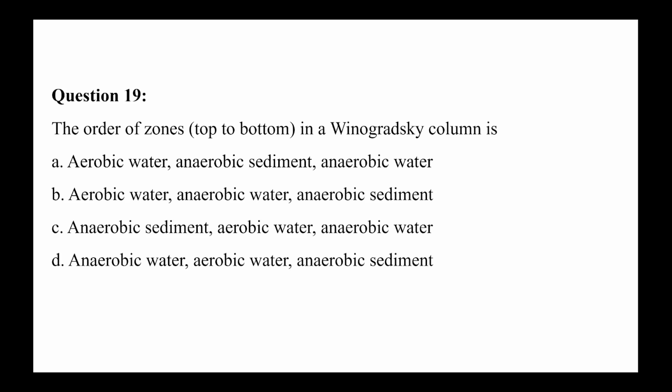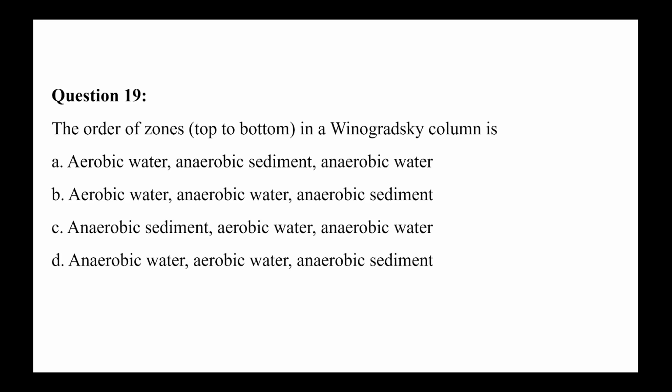The order of zones in a Winogradsky column is: option A, aerobic water, anaerobic sediment, and anaerobic water. Option B, aerobic water, anaerobic water, then anaerobic sediment. Option C, anaerobic sediment, aerobic water, anaerobic water. Option D, anaerobic water, aerobic water, then anaerobic sediment. Top to bottom, you have to tell the zones that will be present in a Winogradsky column.